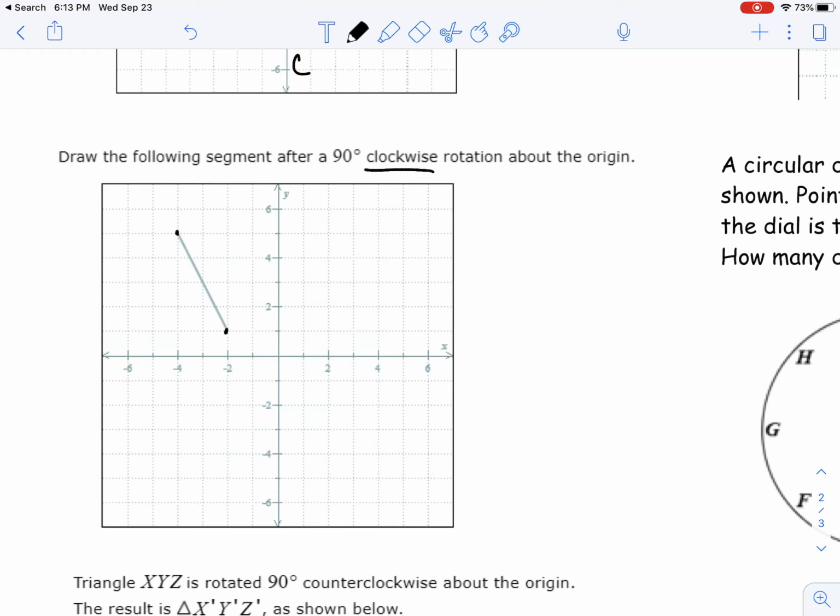Okay, so we got a couple new things here. We're going clockwise this time. So let's just draw these out first. So there's A prime, B prime. So I'm sorry, they're not primes. Let's switch that up. So that's just A and B. Those are our original images. So A is at negative 2, 1. B is at negative 4, 5.